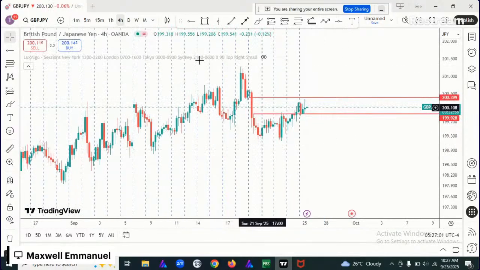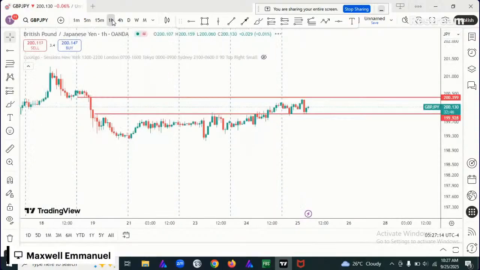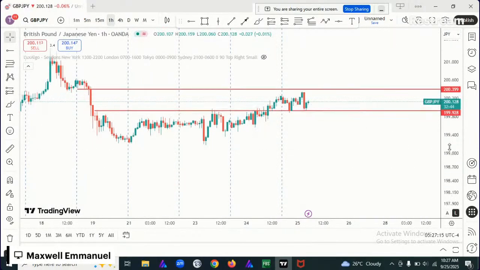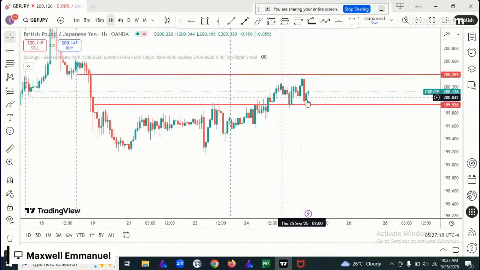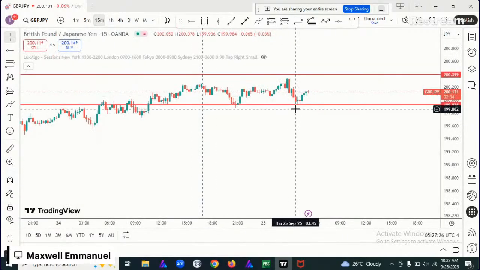The previous candle looks like a shooting star that swept the liquidity that was residing at the high of yesterday. So let's go down to H1. On H1, you can see this is an engulfing pattern, and I think it's created a fair value gap here on the 15 minutes time frame. Okay, so let's see.